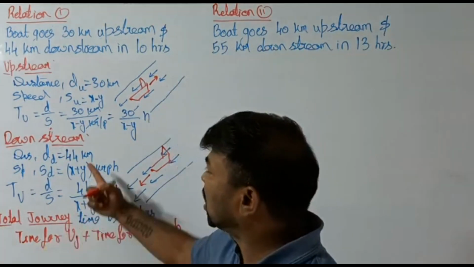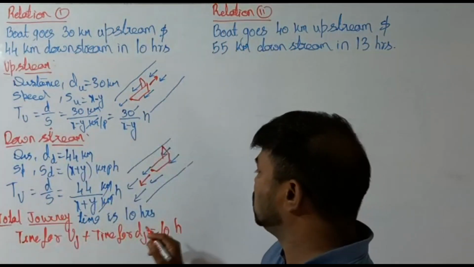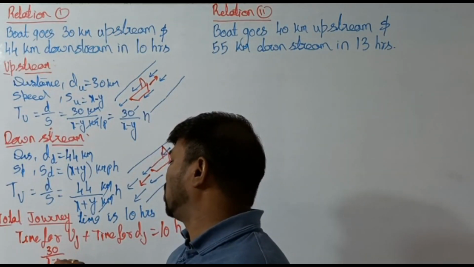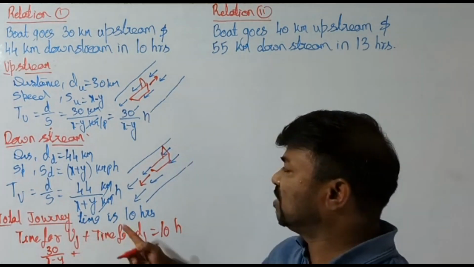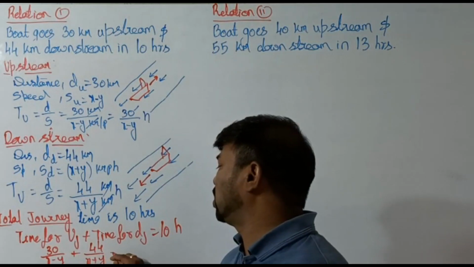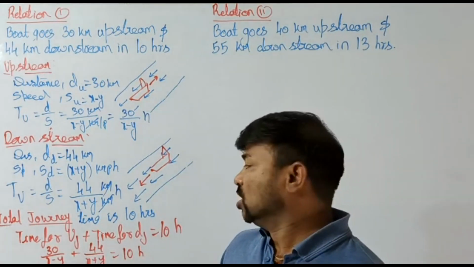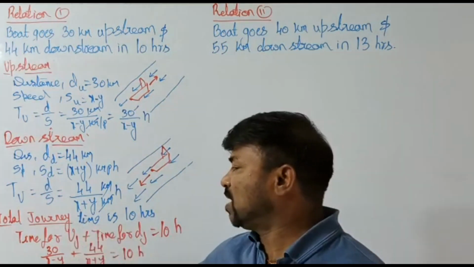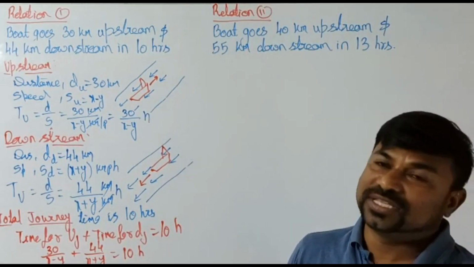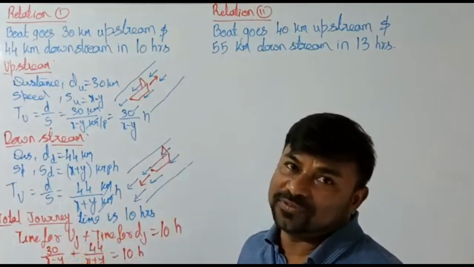Alright, so what is the time for the upward journey? You can frame it here: it is 30 by x minus y, plus, what is the time for the downward journey? 44 by x plus y, is nothing but 10 hours. This is the equation we are getting: 30 by x minus y plus 44 by x plus y equals 10 hours. This is with the help of the first situation he has given. I have framed the first equation.